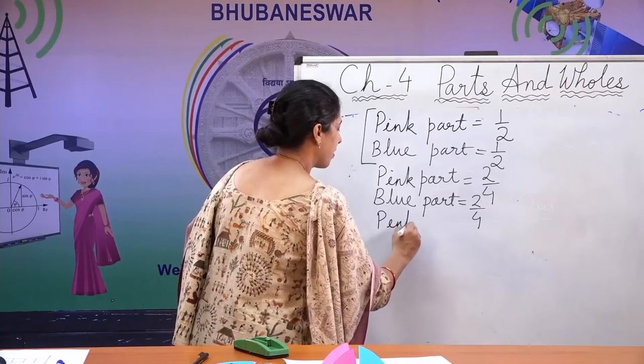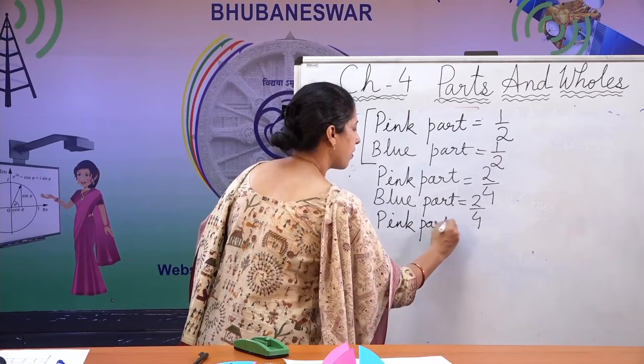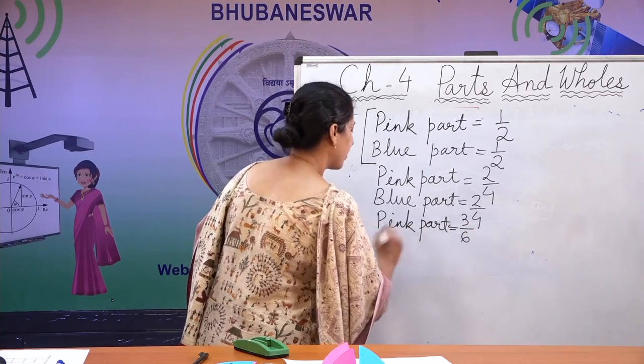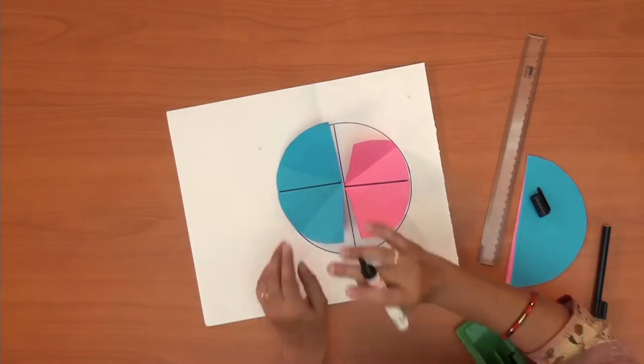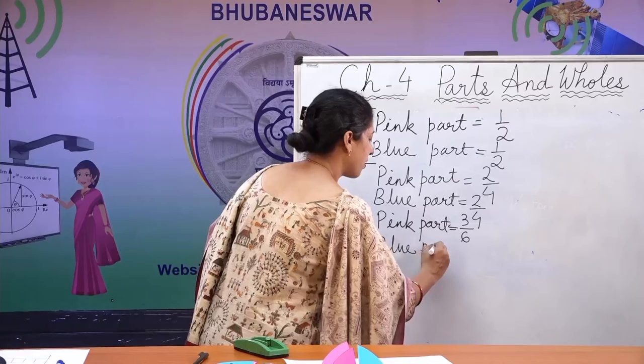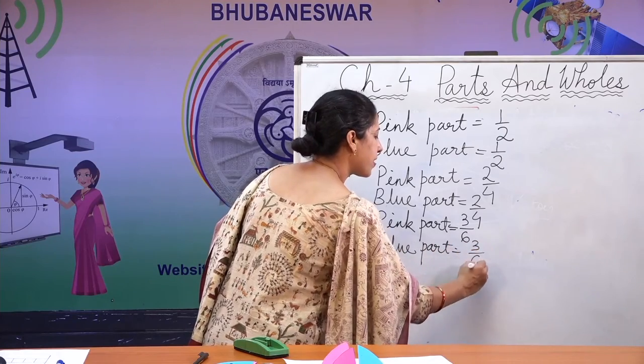Pink part is equal to 3 parts out of 6 parts, and blue part also, as we have divided into 3 equal parts, blue part is equal to 3 parts out of 6 parts.